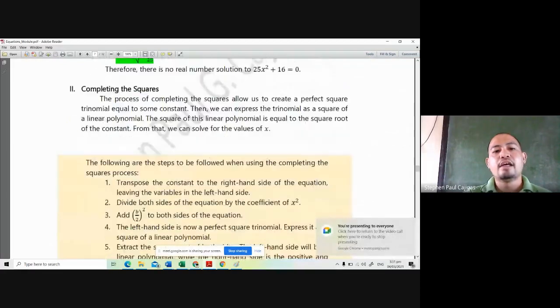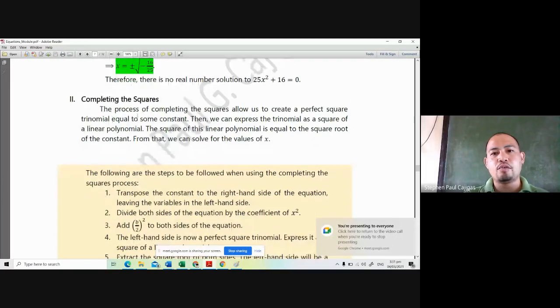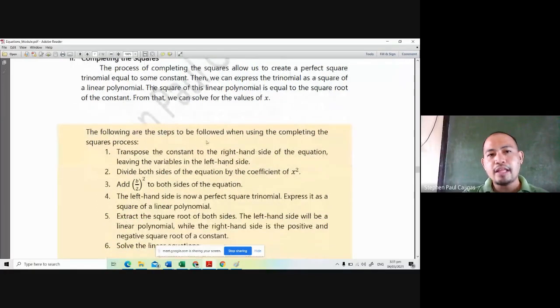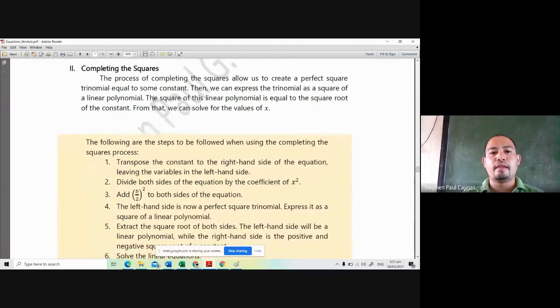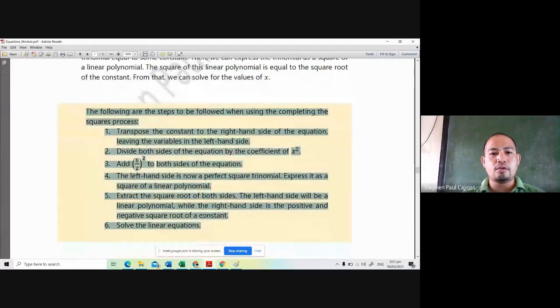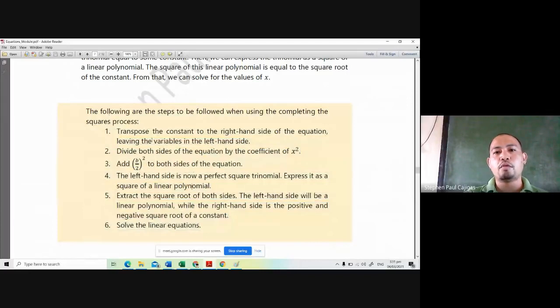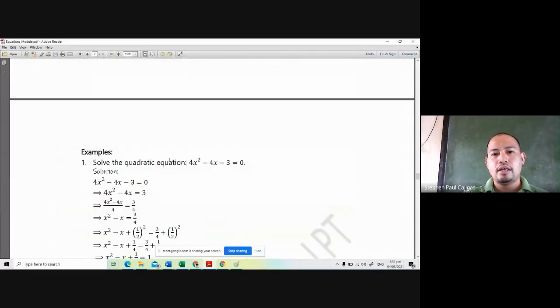Okay, so that is simple. Next, here is completing the square. Completing the square is important because when we get to higher math like calculus, there are processes later on that are similar to this way of solving. Completing the square is also what we use to derive the quadratic formula. So we have outlined the steps for completing the square. Let's have an example.